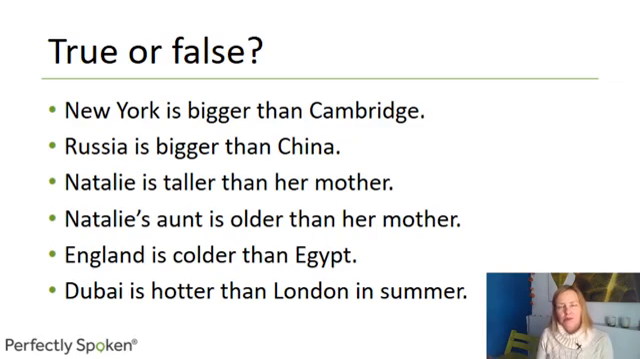In summer, Dubai is very, very, very hot. And in London in summer, it depends. Sometimes it's hot, sometimes it's cold, sometimes it's raining, sometimes it's windy, sometimes it's, well, it doesn't snow, no. But the temperature can change a lot.